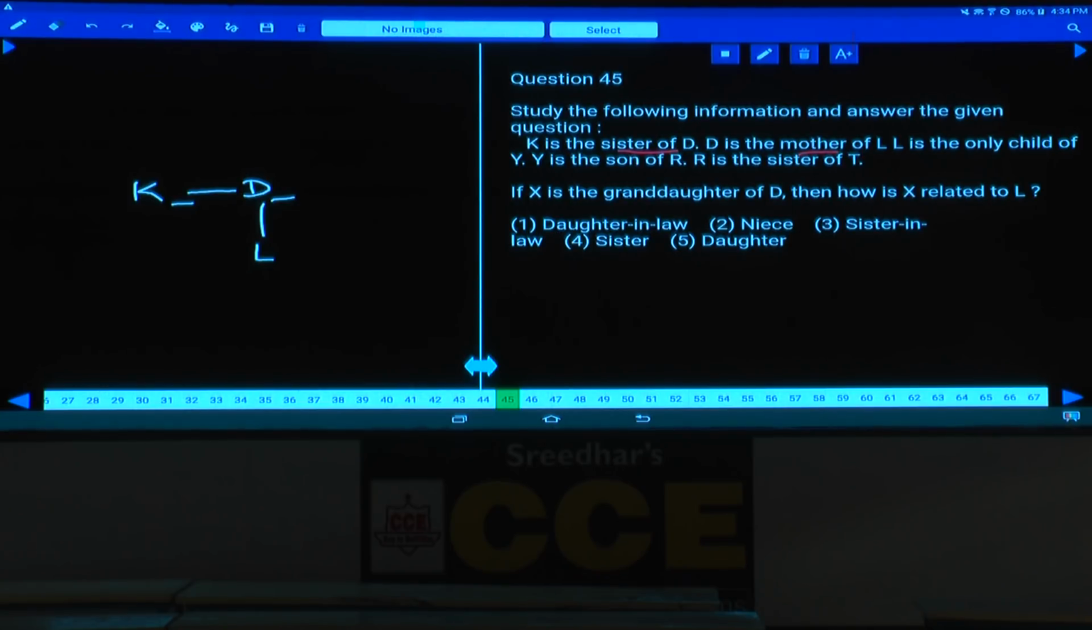L is the only child of Y. As L is the only child of Y, as of now L is the child of D. L is the child of Y as well. And D and Y are a married couple. D is a female, Y is a male.